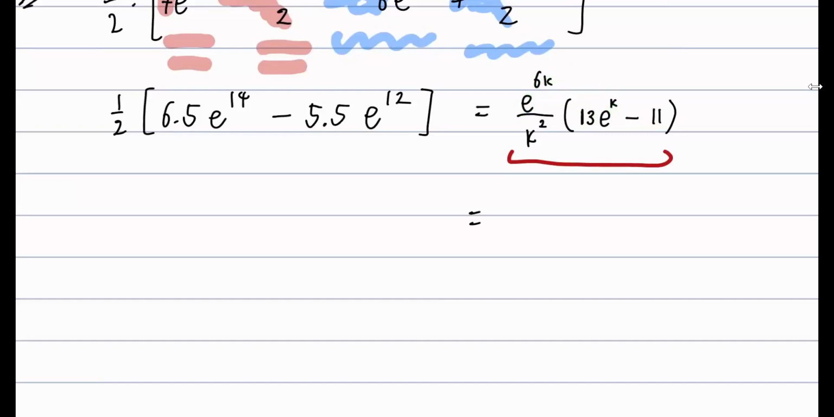We expand this. So what do we get? I'll just leave the 1 over k squared alone first, then multiply e^6k inside. Is that okay? So we end up with 13 times e to the power of 6k plus k, so it's 7k, minus 11e^6k. Can you see what is the value of k now?